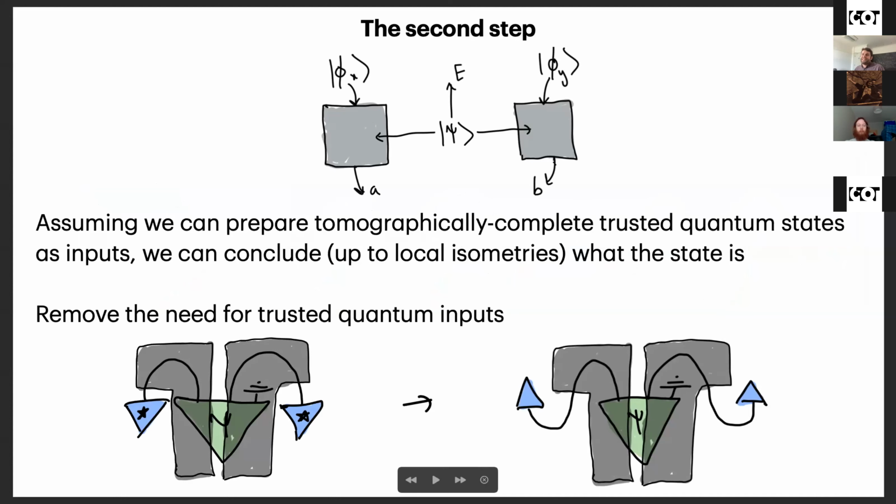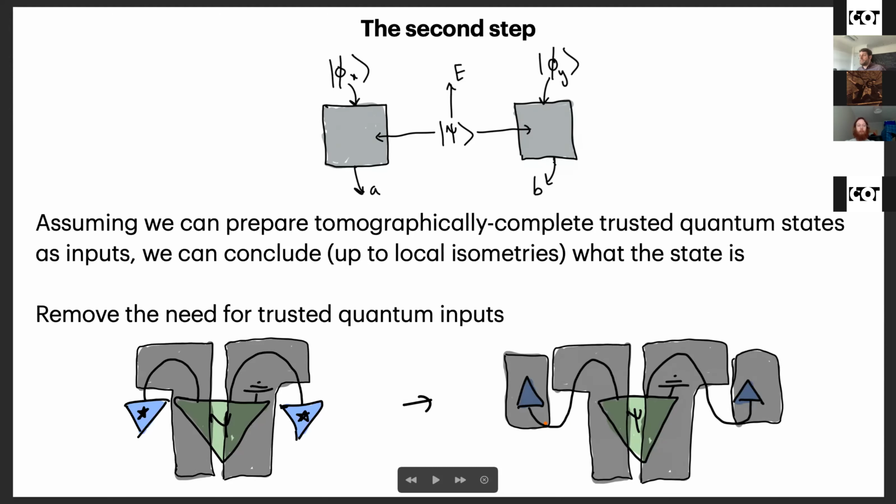So now the second step is to go from the case where I've got trusted quantum inputs here and here. The point was that in this previous setting, if we know what these states are, we can conclude, up to local isometries, what the state is. So now we want to remove the need for these trusted quantum inputs. We had a black box around these things, but not around these states. What we would like to do is put some more black boxes around things. And how we're going to replace these trusted quantum inputs with something else is by bending the wire backward. Then we can treat this bending around as an extra system that is a black box. It's now inaccessible to us. Okay.